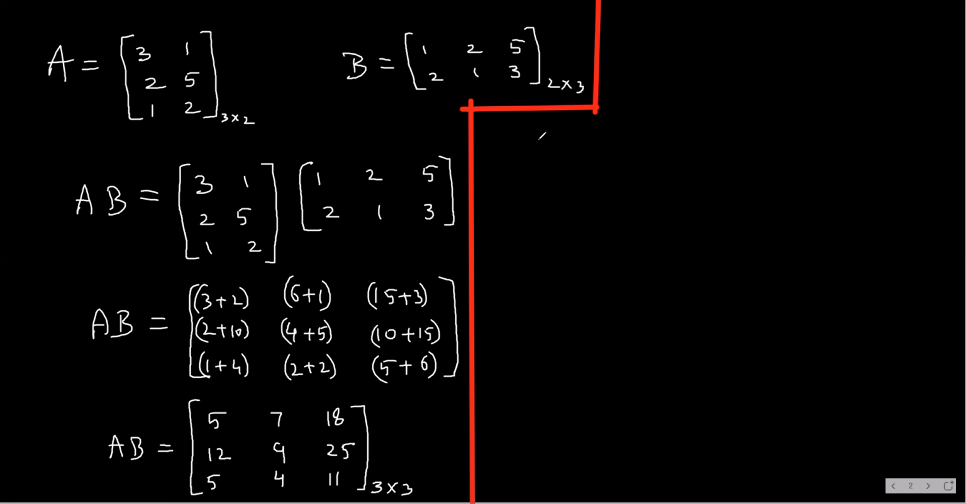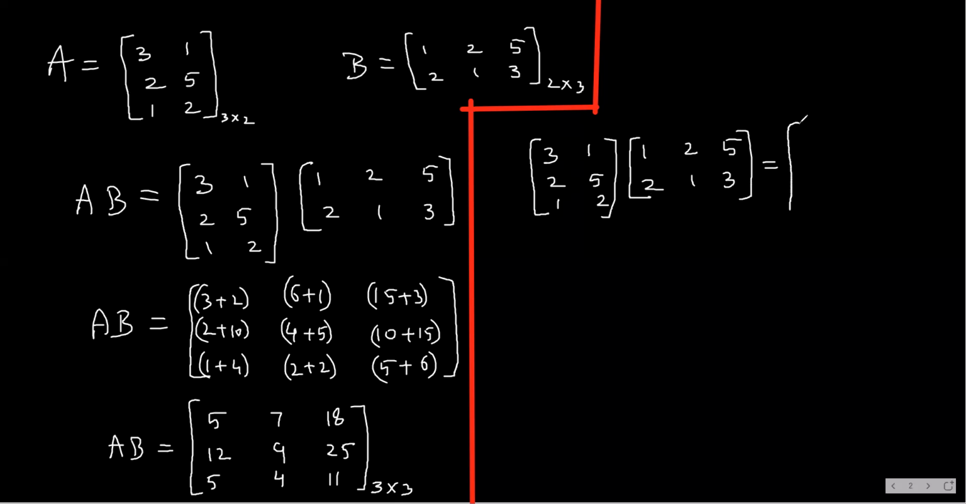So see here, I will write A as 3, 1, 2, 5, 1, 2, multiplied with B as 1, 2, 5, 2, 1, 3. And what am I getting? I'm getting 5, 7, 18, 12, 9, 25, and 5, 4, 11. What is this that you have in front of you?